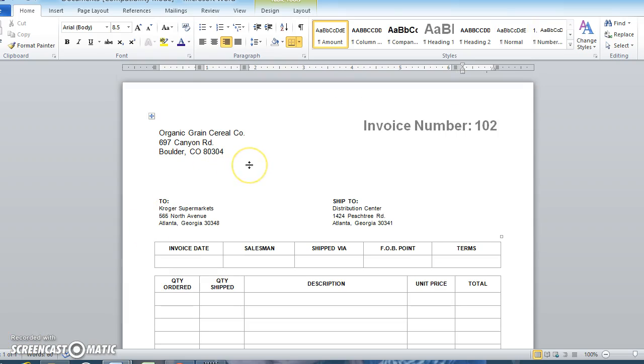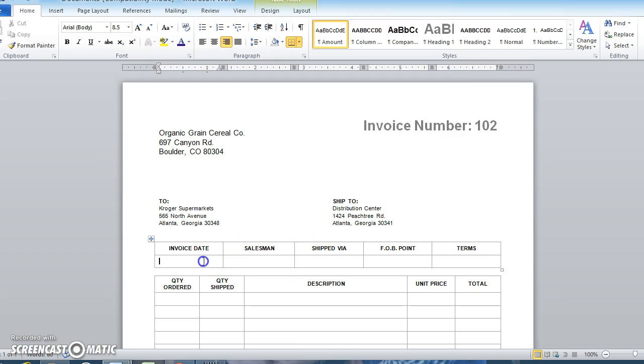Okay, so here's an example of filling out an invoice. Here at the top we have the seller's information, so Organic Grain Cereal Company with their address. And here's the invoice number. And then down here we have who Organic Grain Cereal Company actually sold the products to, with their mailing address. And then the ship to over here, which is where the products will actually be shipped.